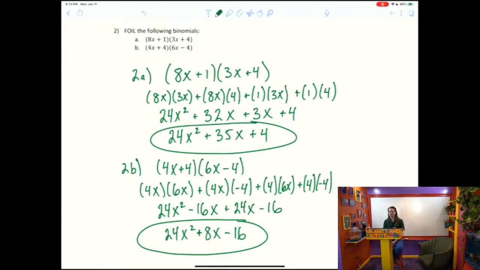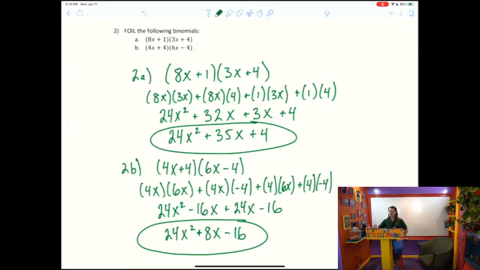4x times 6x is 24x squared. 4x times negative 4 is negative 16x. 4 times 6x is a positive 24x. And 4 times negative 4 is a negative 16. The negative 16x and the positive 24x can combine together to become a positive 8x, leaving you with a final answer of 24x squared plus 8x minus 16.